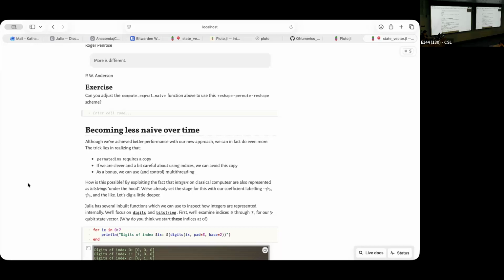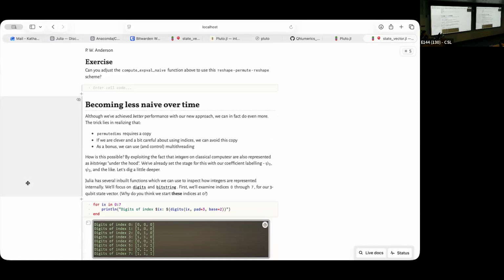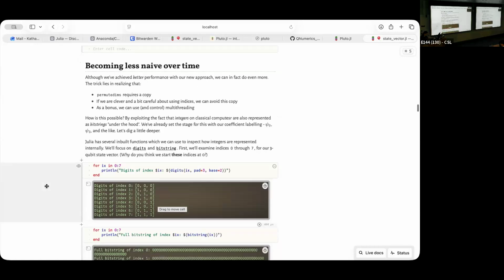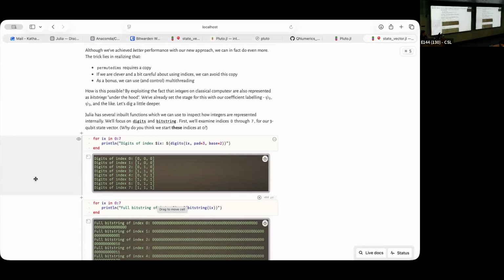So in the reshape, permute, and then reshape back approach, there is some benefit you can get, especially for larger gates, from multi-threading, because probably BLAS under the hood is using it. But with the method we're going to start using now, we can have a little bit more control over how this actually works. This is possible because we're going to exploit the fact that specifically we're dealing with qubits.